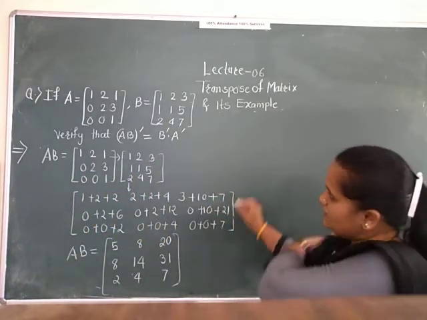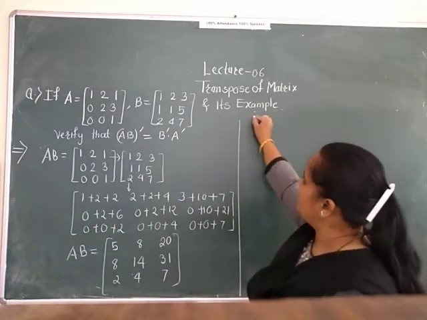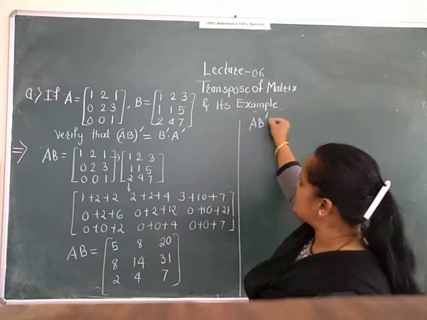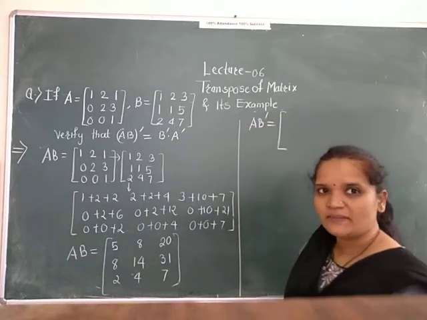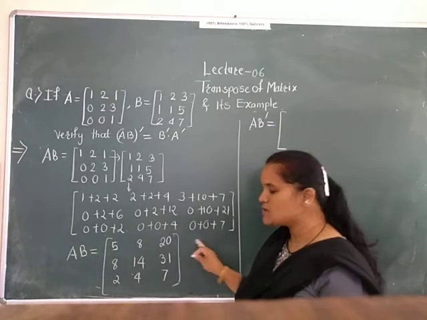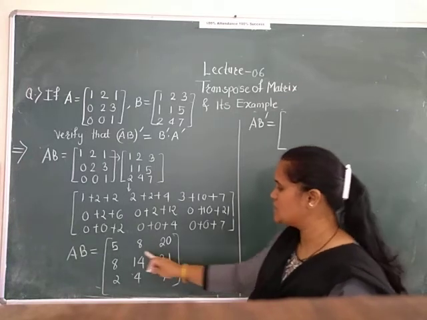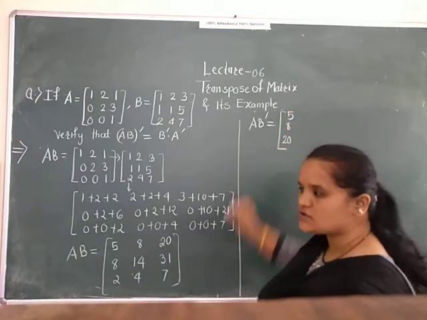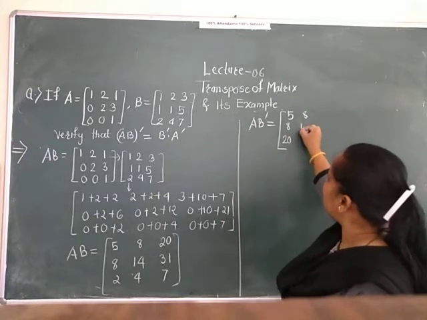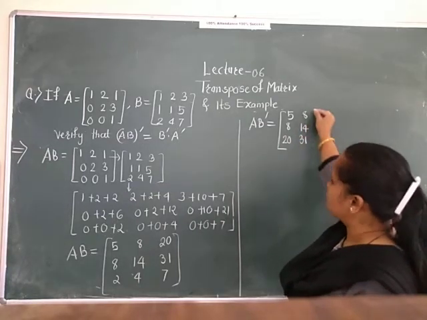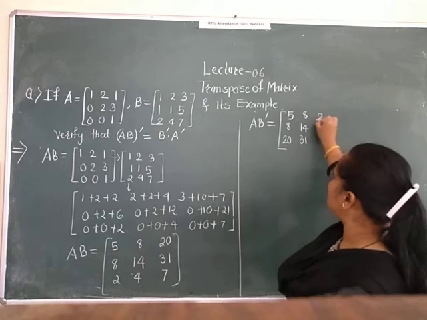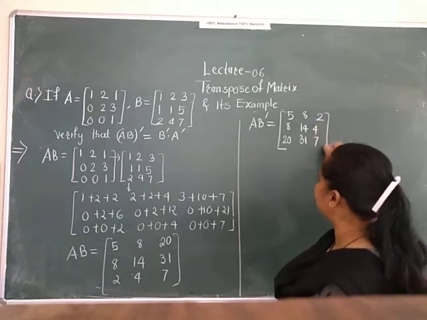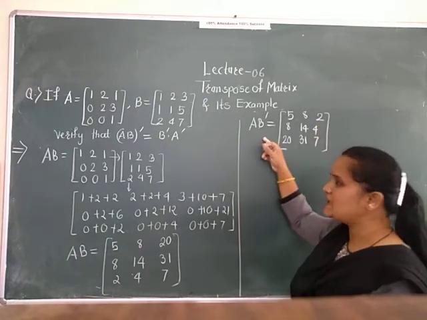Then we will calculate AB dash. AB dash will be equal to nothing but rows changed into columns. So the first row becomes 5, 8, 20, the first column. Then 8, 14, 31, and then 2, 4, 7. This is our AB dash.